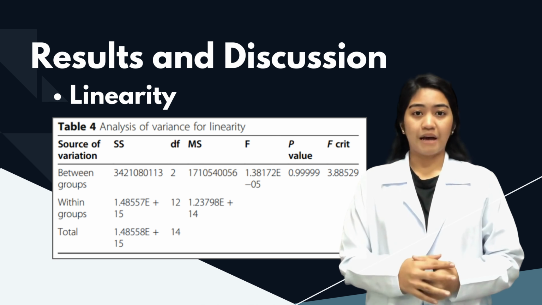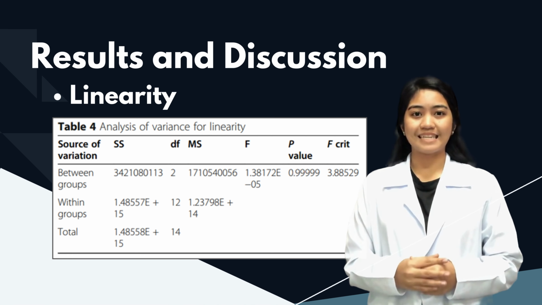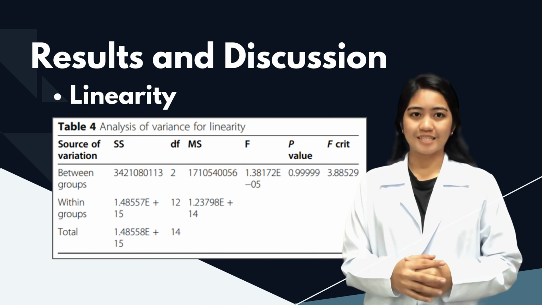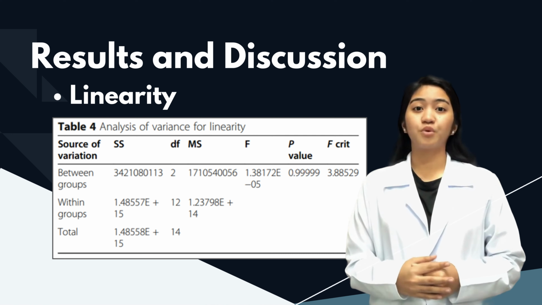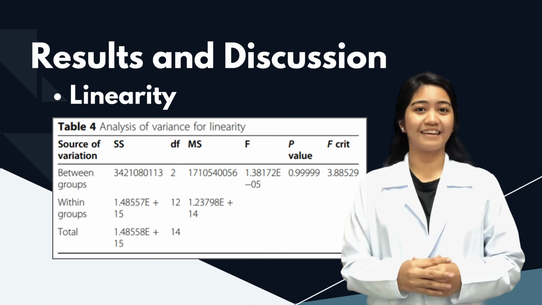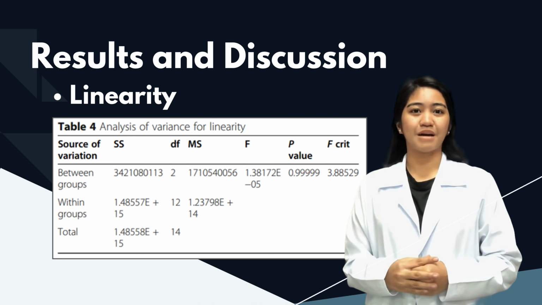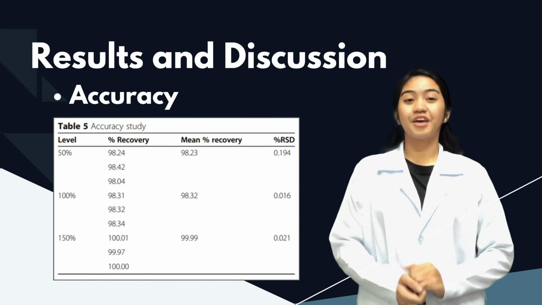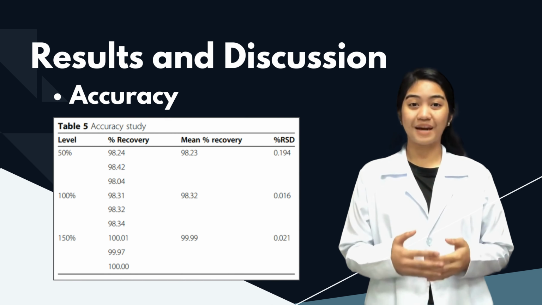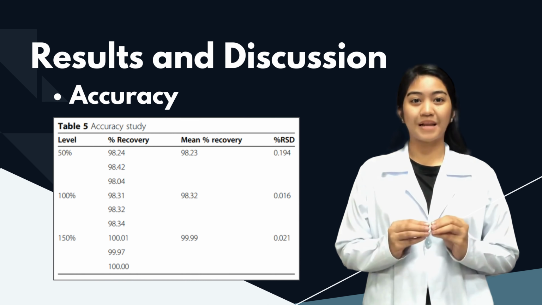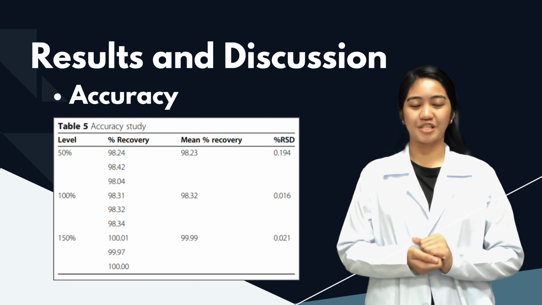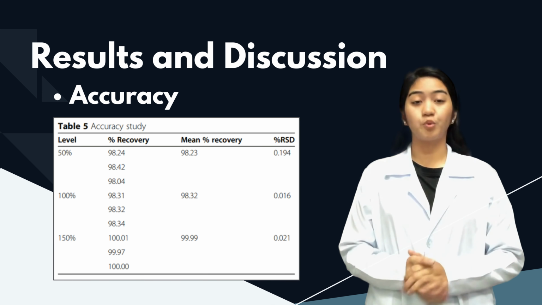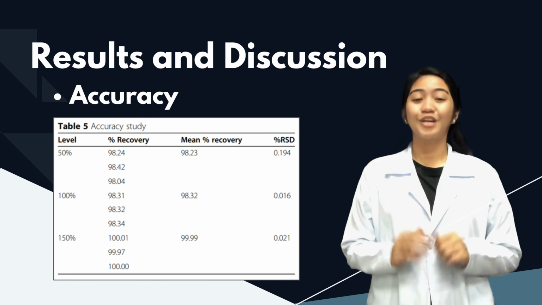The linearity of the method was determined by analyzing THC at different concentrations ranging from 10 to 100 micrograms per milliliter. The calibration curve was found to be linear with a correlation coefficient of 0.999, indicating that the method can accurately measure the concentration of THC over a range of concentrations. The accuracy of the method was evaluated by spiking known amounts of THC into a placebo sample at 3 different concentration levels. The percent recoveries were found to be in the range of 98.5 to 101.5%, indicating good accuracy.